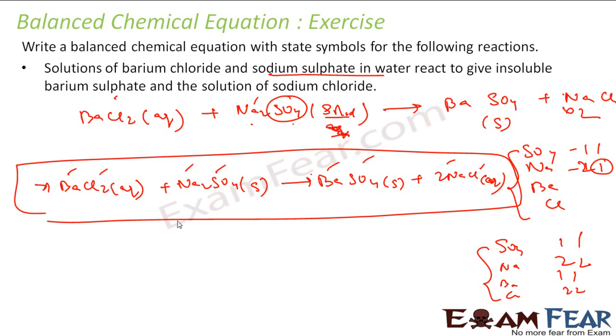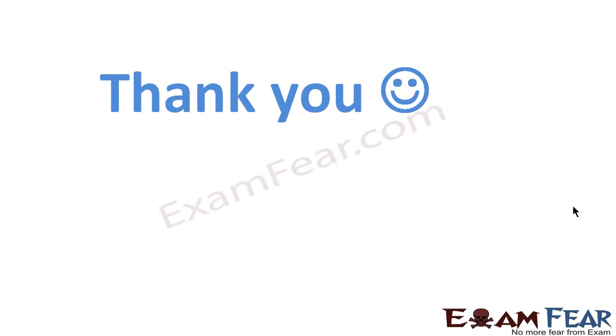So once we are done with balancing of chemical equation, we know what the chemical equation is, and we also know that the chemical equation has to be balanced, right? And we know how to balance the chemical equation. We had done. Thank you.